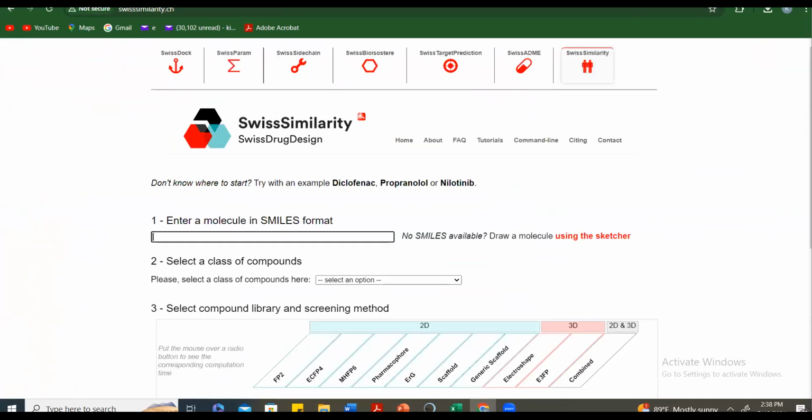So let's go back to Swiss similarity. First the canonical SMILES here, right? It says enter a molecule in SMILES. So we've entered the canonical SMILES of lopinavir. Then select a compound type. What are you looking for? Already established drugs that are similar to lopinavir, or are you looking for bioactive compounds, or commercial compounds or synthesizable compounds?